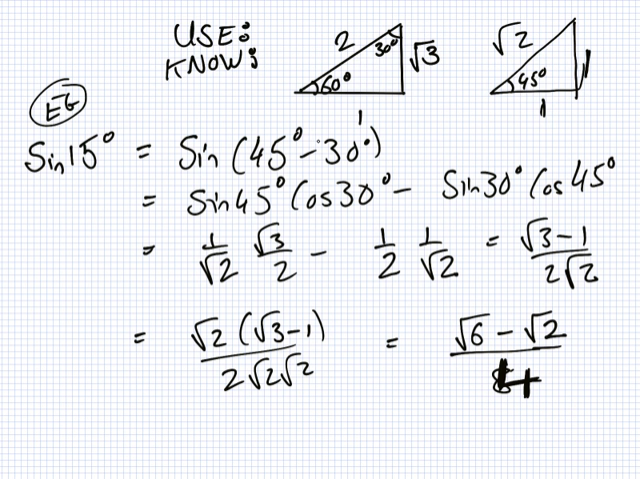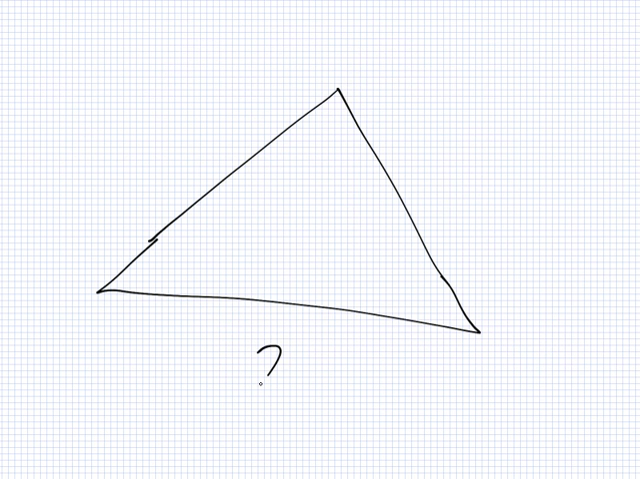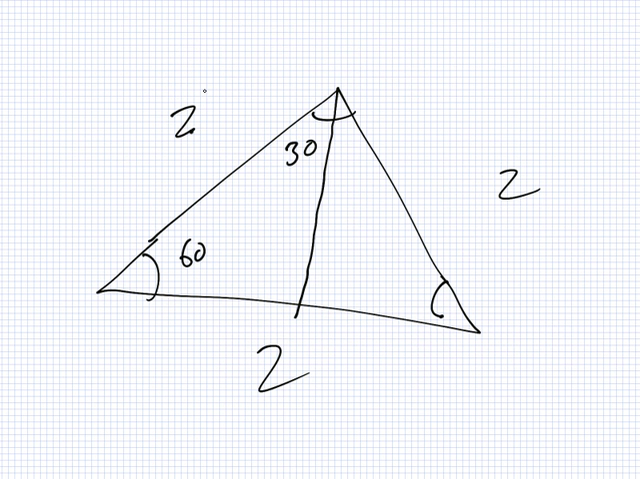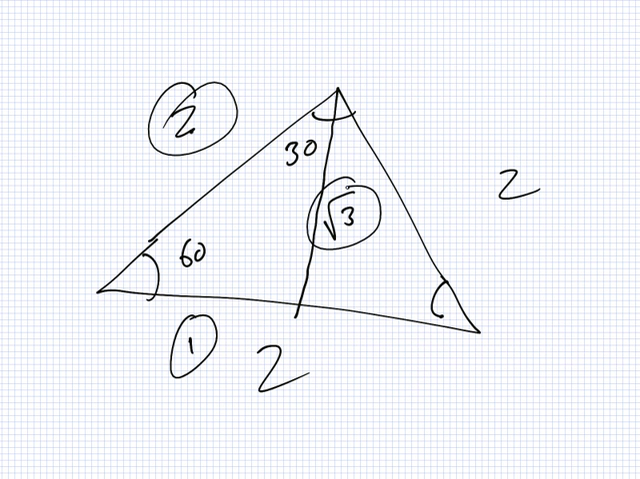Do you know how to make this triangle? Have you not seen this? You draw this. 2, 2, 2. And then this is 60, 60, 60. And straight down the middle. So now this is 30, this is 60. And that's a 2, and that's a 1. And Pythagoras said that's a root 3.